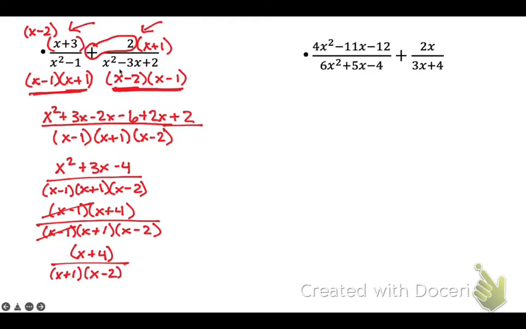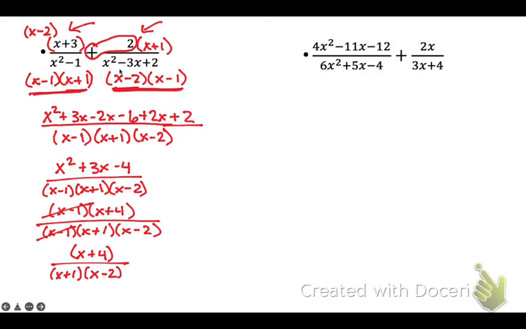So the next one, am I going to do the problem any differently? No. Is it just going to take more factoring? Yeah. So I have (4x² − 11x − 12)/(6x² + 5x − 4) + 2x/(3x + 4). Okay.